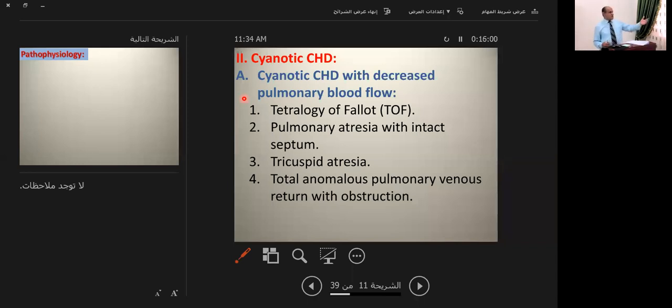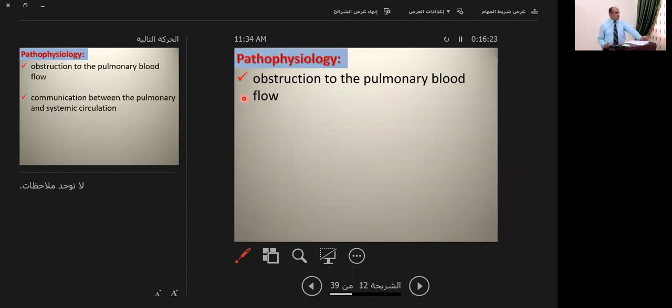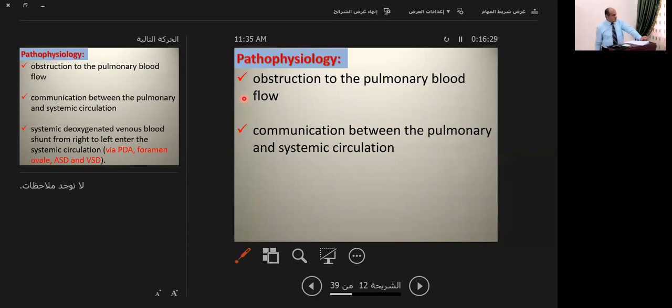As you know, tetralogy of Fallot is associated with right ventricular outflow obstruction, so there is limited pumping of blood. Pulmonary atresia with intact septum also has limitation of blood to the right. Also the other causes. The pathophysiology of this group is obstruction to the pulmonary blood flow. We have an obstruction to the pulmonary blood flow, resulting in decreased pulmonary circulation.